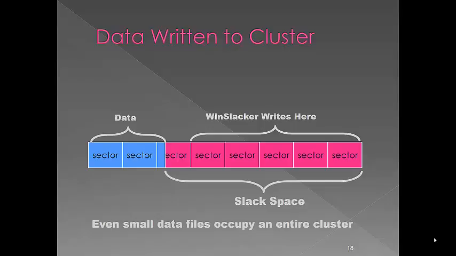Now, I took a conservative approach for WinSlacker, and I did not write to any partial sectors. So WinSlacker is only going to write to the last 5 sectors of the slack space, in this case, or less even. It depends on the situation. But WinSlacker doesn't write to partial sectors, just for safety and conservatism.